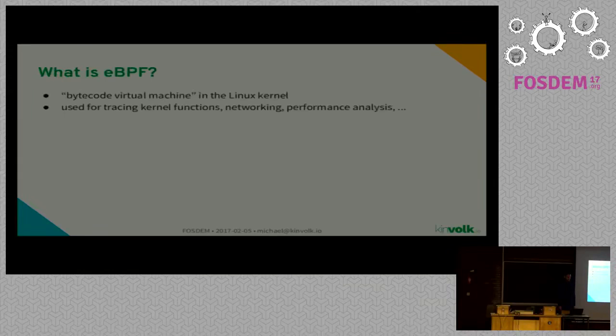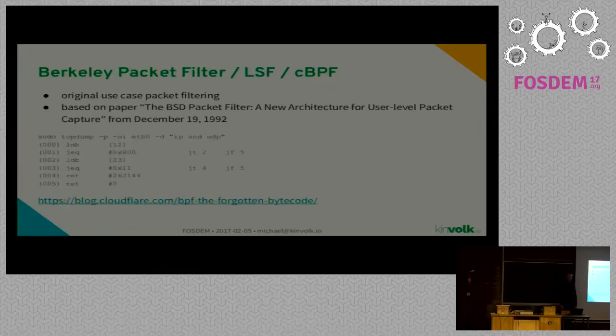So eBPF is a so-called bytecode virtual machine in the Linux kernel. Today it's used for tracing, networking, so software-defined networking, for performance analysis, for security purposes, and so on. The classic BPF, or the Berkeley Packet Filter, is much older, so the functionality to use it for packet filtering has been in the Linux kernel for a long time, and it's used by, for example, tcpdump.